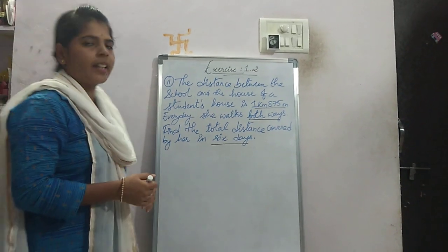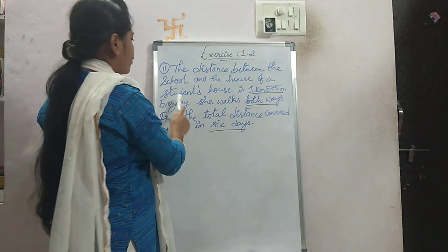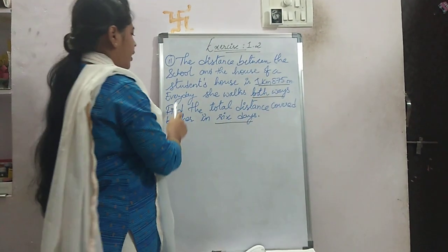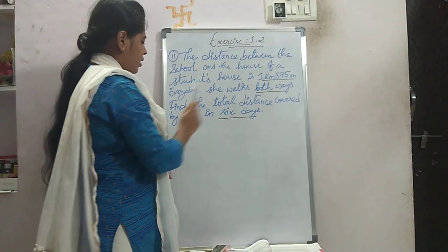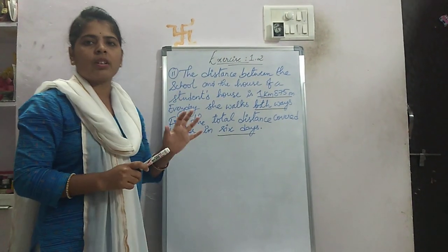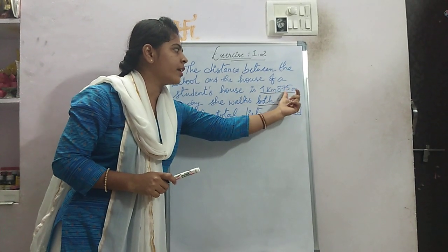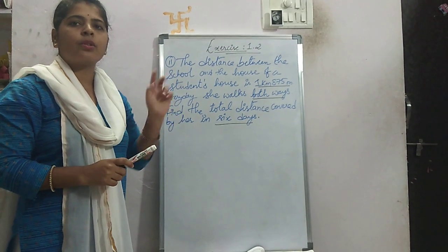Okay, here is the next problem, the 11th one. The distance between the school and a student's house is 1 kilometer 875 meter. Every day she walks both ways. Find the total distance covered by her in 6 days. The distance between the student's house and the school is 1 kilometer 875 meter, and she walks both ways, going and coming.